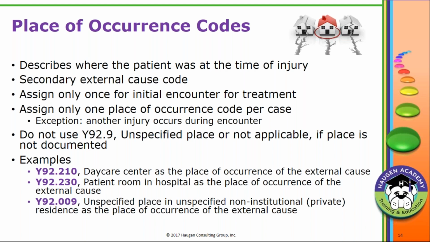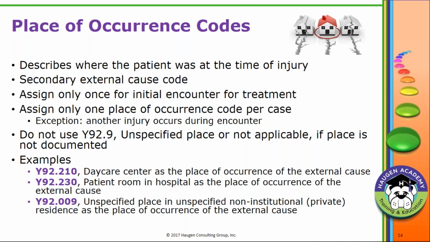But the place of occurrence codes describe where the patient was at the time of the injury. Again, it isn't a secondary external cause code, so if you don't have your primary cause of injury, there's no reason to code this place of occurrence code. And you assign this only once, for the initial encounter for treatment. Let's say a patient comes in for physical therapy because the patient broke his arm playing soccer on the soccer field at school. Since the patient is getting physical therapy for an injury that is healing, we are not going to assign the place of occurrence code.